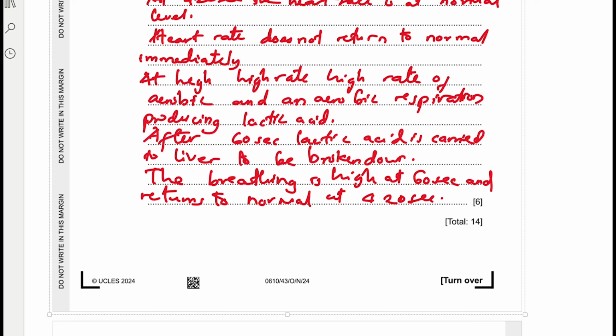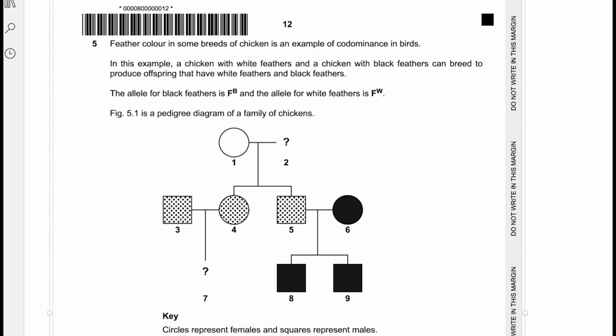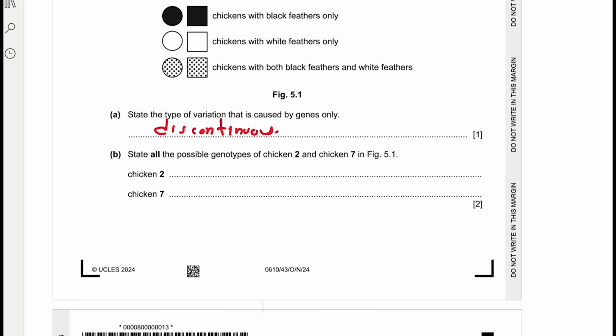Where's chicken 2? Alright, so chicken 2 is probably a black chicken. Why? Because the offspring, which are 4 and 5, have white and black feathers. So we'll say the genotype for chicken 2 is going to be black, which will be FB.